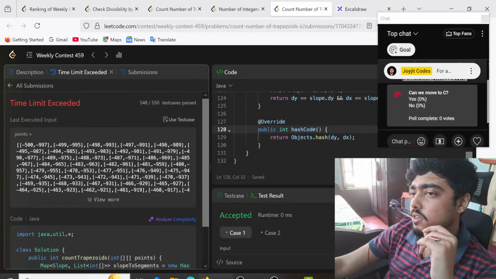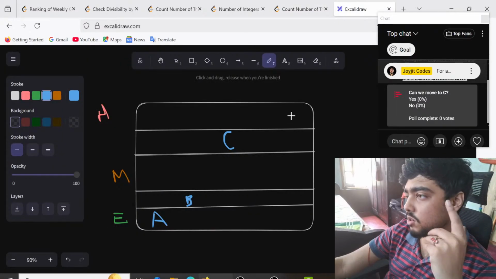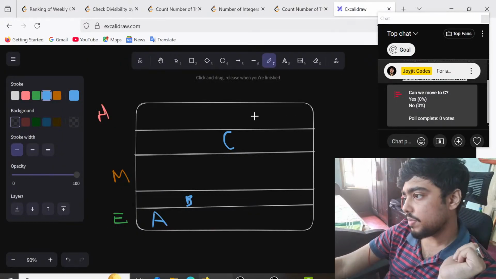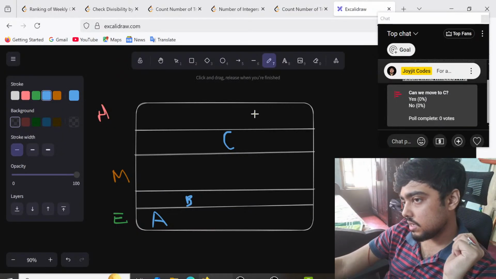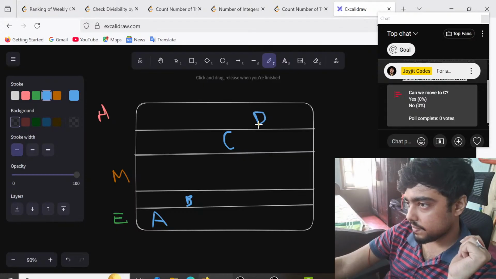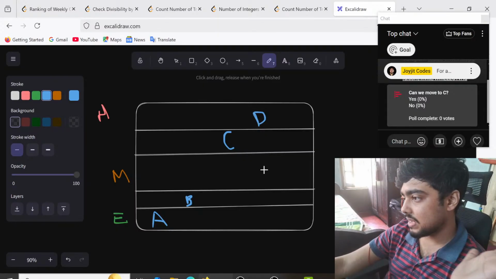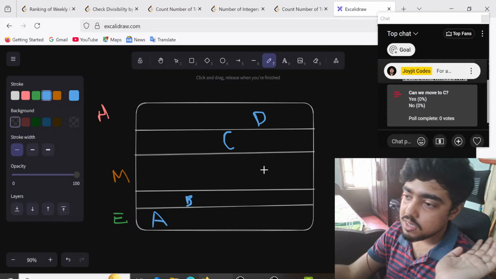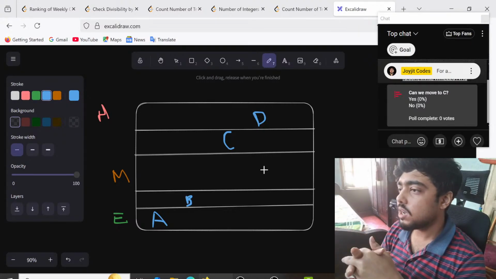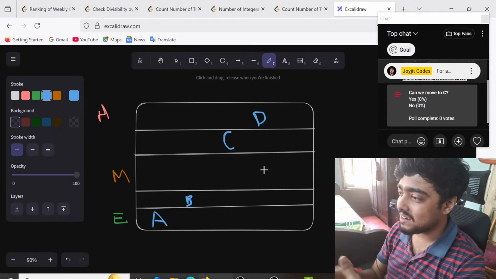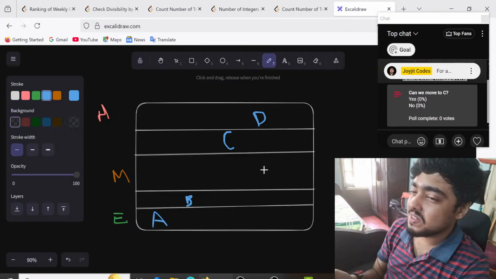And D, since I don't know what the solution is for D, and I'm getting a TLE, I'll just consider it as hard. But I may be wrong. Maybe there is some easy solution. But since it is D, we have to respect it. Okay, so yeah, that's it.